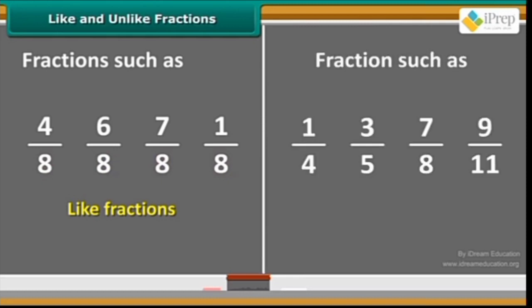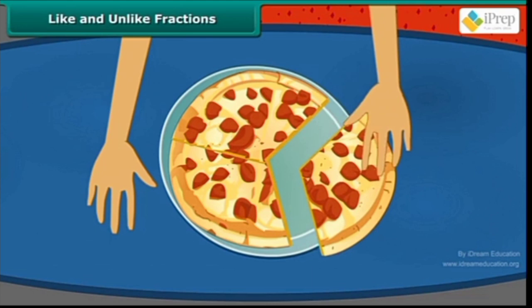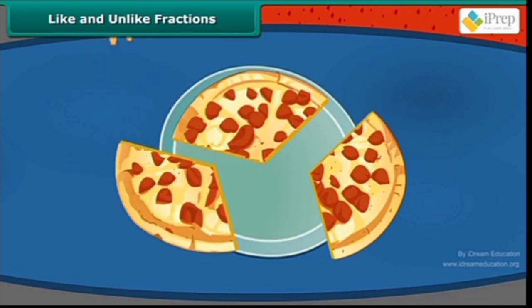Fractions such as 1/4, 3/5, 7/8, 9/11 with different denominators are called unlike fractions. Looking at the question we asked earlier, we can say that each of them, Rahul, Rima and Nina, received 1/3 part of the pizza. Notice that this is also an example of like fractions.